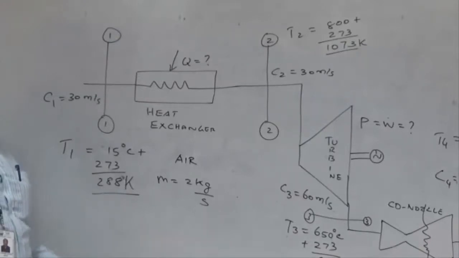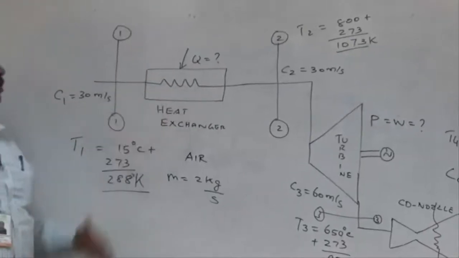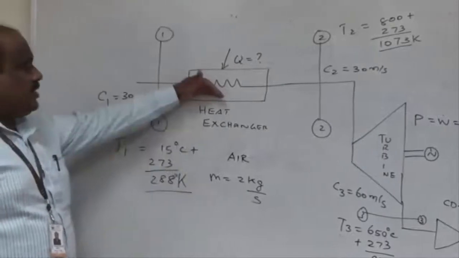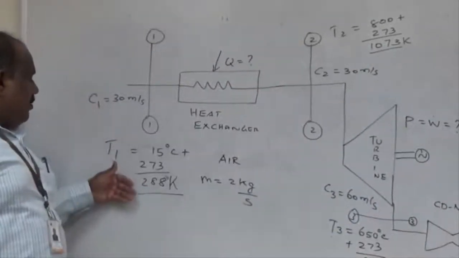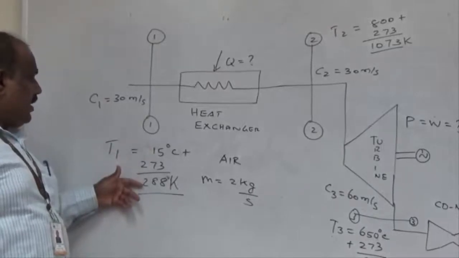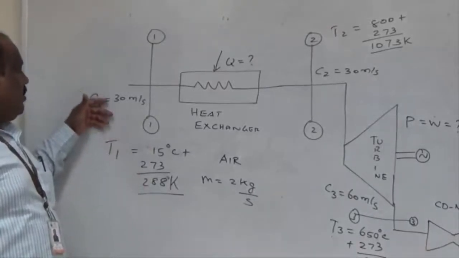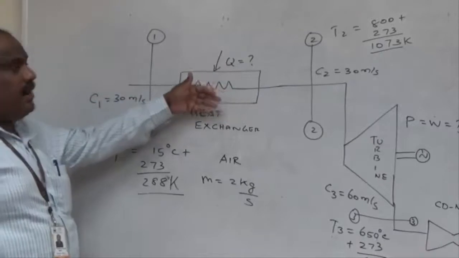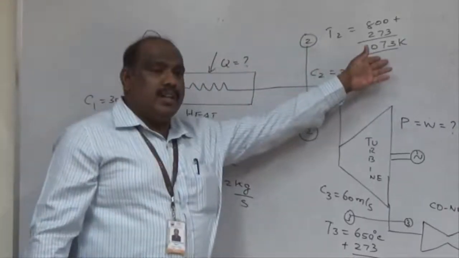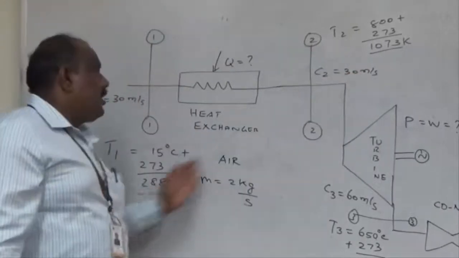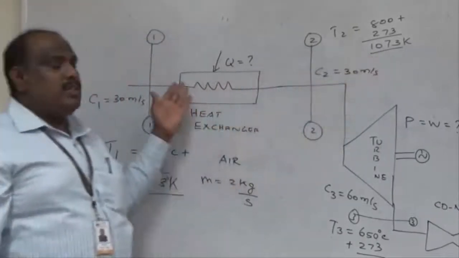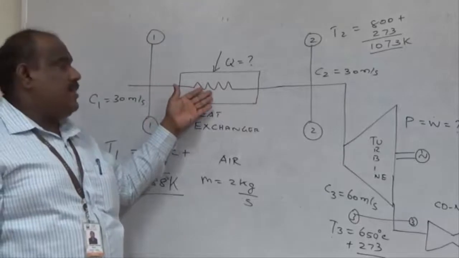So I will repeat the problem once again. Air is entering an open flow system consisting of a heat exchanger, a turbine and a steady nozzle. Here, air at a temperature of 15 degrees Celsius or 288 Kelvin with a velocity of 30 meters per second enters the heat exchanger, where the outlet temperature is increased to 1073 Kelvin but the velocity remains the same. So the temperature has increased from 288 to 1073 Kelvin. How much amount of heat is being added? That is the first part.